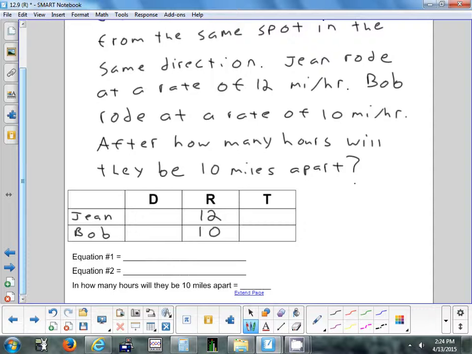How could you represent how far Gene has traveled? It's got to be a variable. Well, D. Now, Gene, D. Bob, D. How far behind is Bob? 10 miles. So how would you write Bob being 10 miles behind Gene?